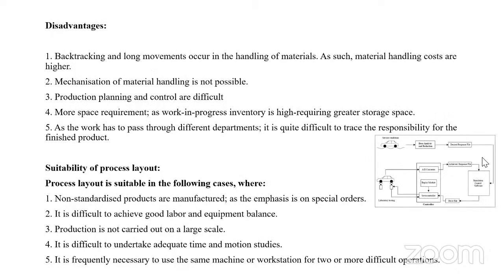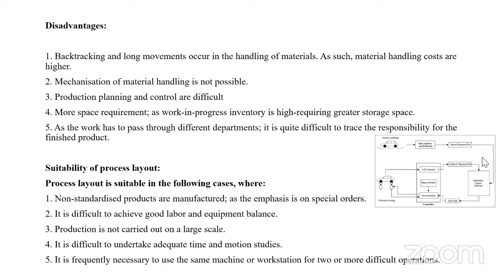Disadvantages: backtracking and long movements occur in the handling of material. As such, material handling costs are higher. Mechanization of material handling is not possible. Production planning and control are difficult. More space is required, as work in process inventory is high, requiring greater storage space. As the work has to pass through different departments, it is quite difficult to trace the responsibility for the finished product.